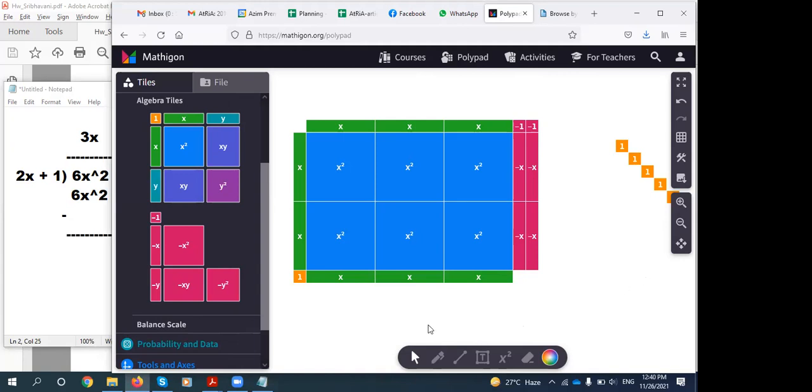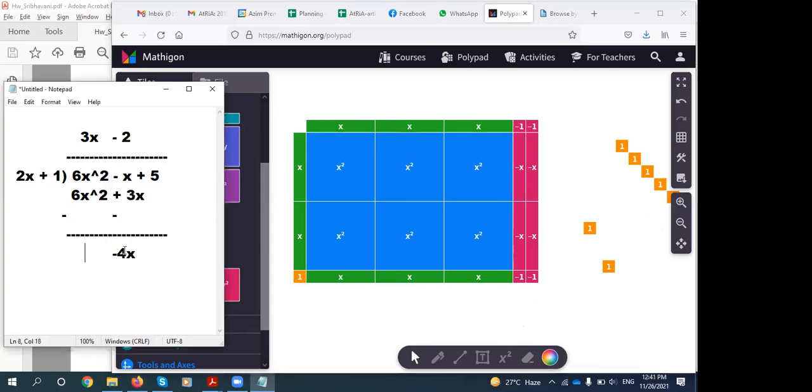Again, we get 0 pairs. So here is 1 zero pair. Replicate and use the negative ones here. So that's done. We get minus 2, and that's exactly what we have subtracted.